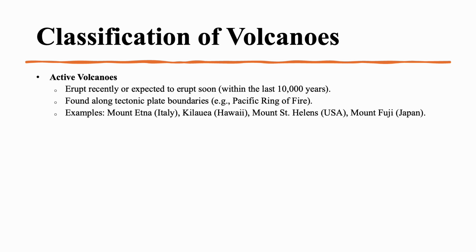Dormant volcanoes. Inactive but capable of future eruptions, e.g. Vesuvius, Mount Rainier. Often monitored for signs of activity. Example: Mount Vesuvius erupted after 1500 years of dormancy in 1631 AD.